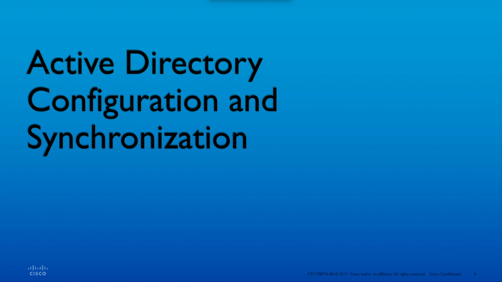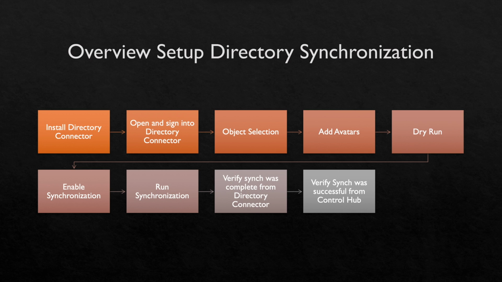Active Directory configuration and synchronization. Here are the steps to install and set up the directory synchronization. So the first three steps that you see listed here, downloading and installing the directory connector, opening and signing into the directory connector, and object selection are all mandatory steps. You have to do those or it's not going to work, right?